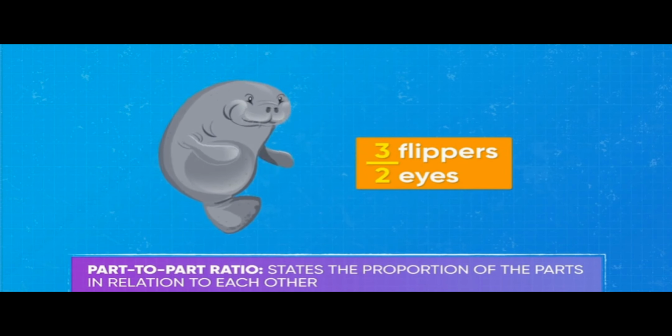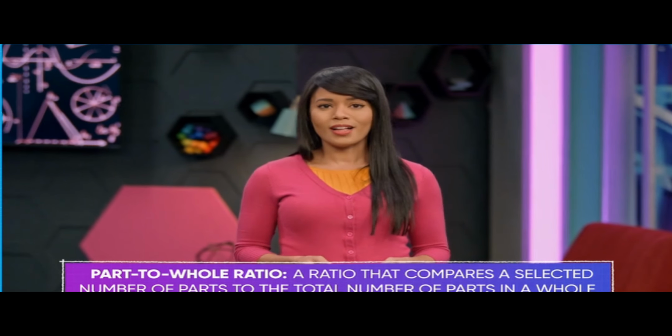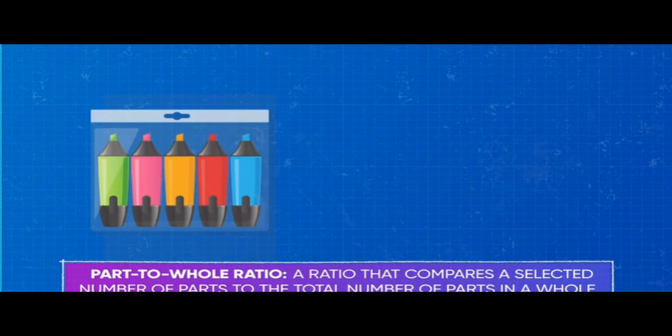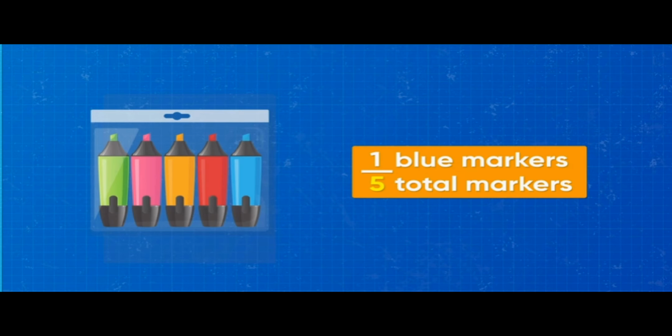There's one other kind of ratio called a part-to-whole ratio. For example, let's say that I bought a pack of markers, and 1 out of 5 markers in a pack is always blue. I can show that as a ratio of 1 to 5. The 1 is the part, and the 5 is the whole. Try to make a table of ratios that shows what happens if we buy more of these packs.